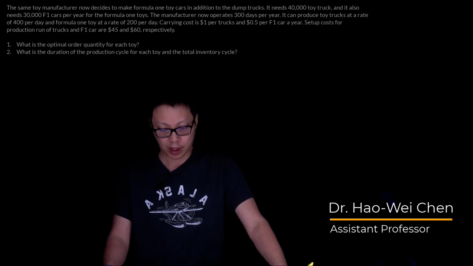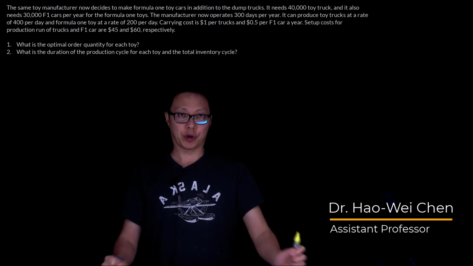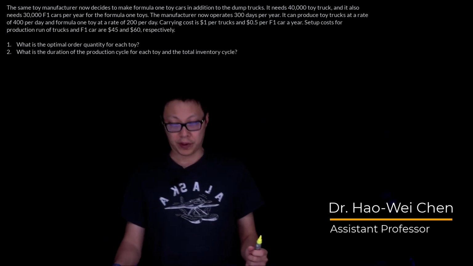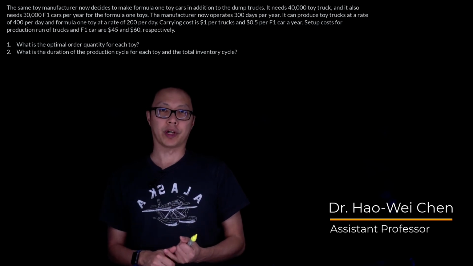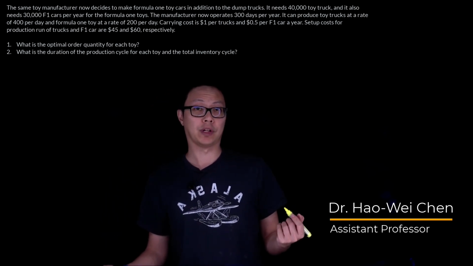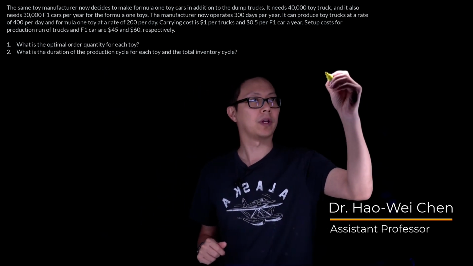Okay, so in these questions, the manufacturer wants to produce two different toys. One is the truck and the other one is a Formula One car. So basically, we want to produce two items, but we have limited resource. So in order to solve this problem, we want to use EPQ with multiple products. So again, the first thing we want to do is to write down everything we know.